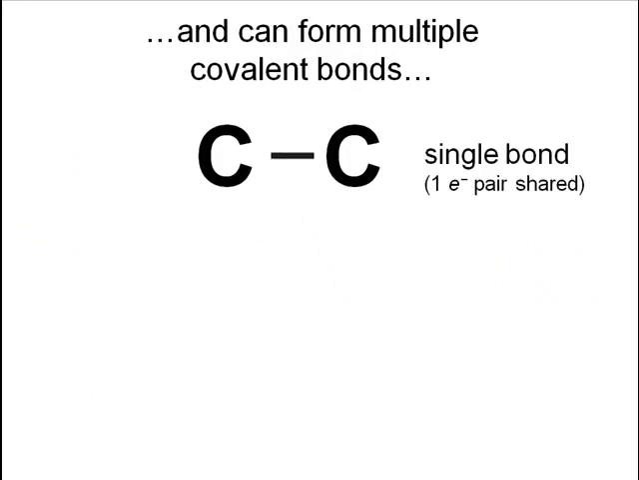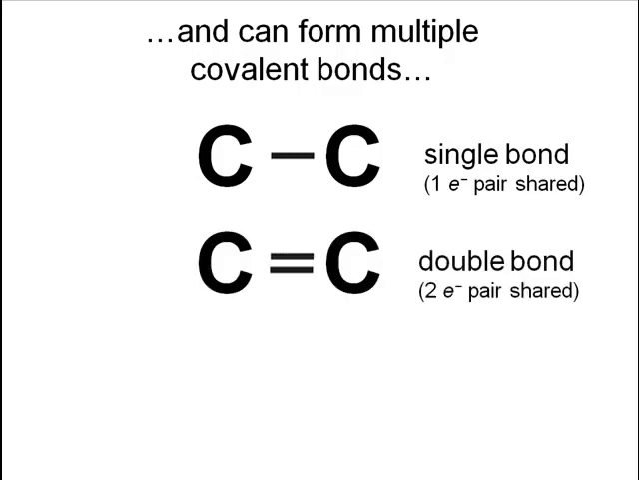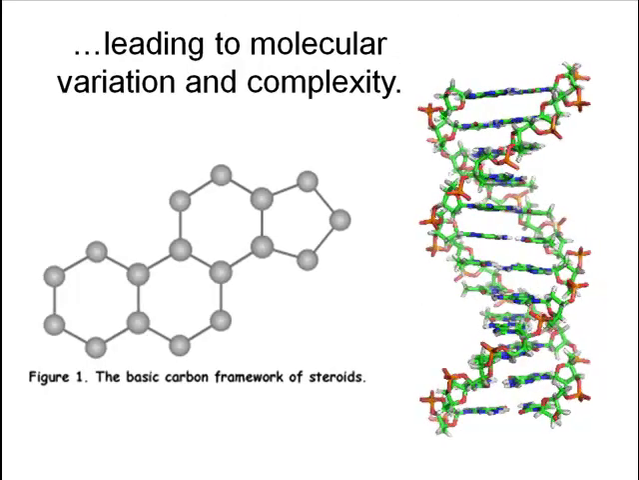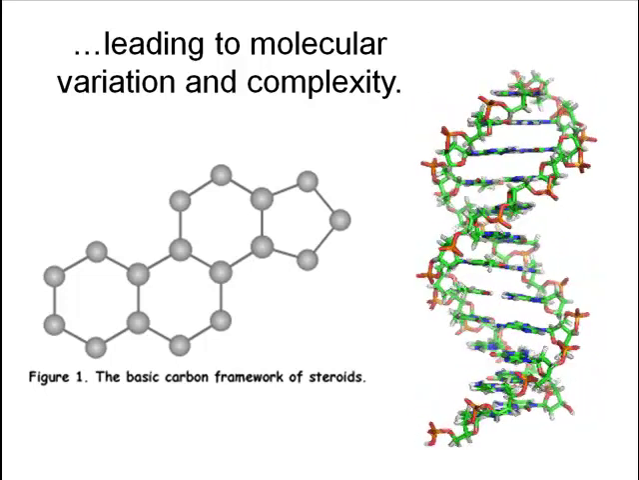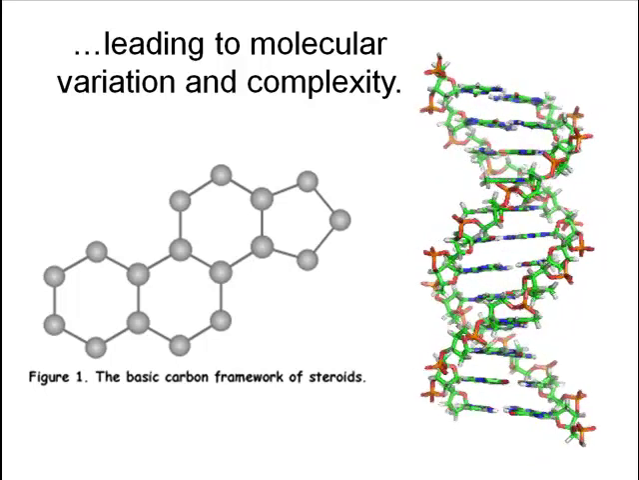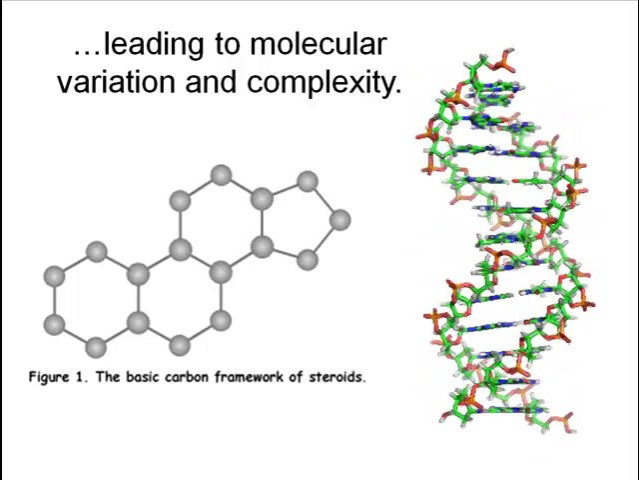It can also form multiple covalent bonds. This is a single bond where 1 pair of electrons is being shared, represented by a line. A double bond has a double line, where 2 electron pairs are being shared. That's a double bond. And it can also have a triple bond, 3 electron pairs being shared. Cannot have a quadruple bond, even though some people would say it would make sense. It does not have a quadruple bond. This leads to molecular variation in complexity.